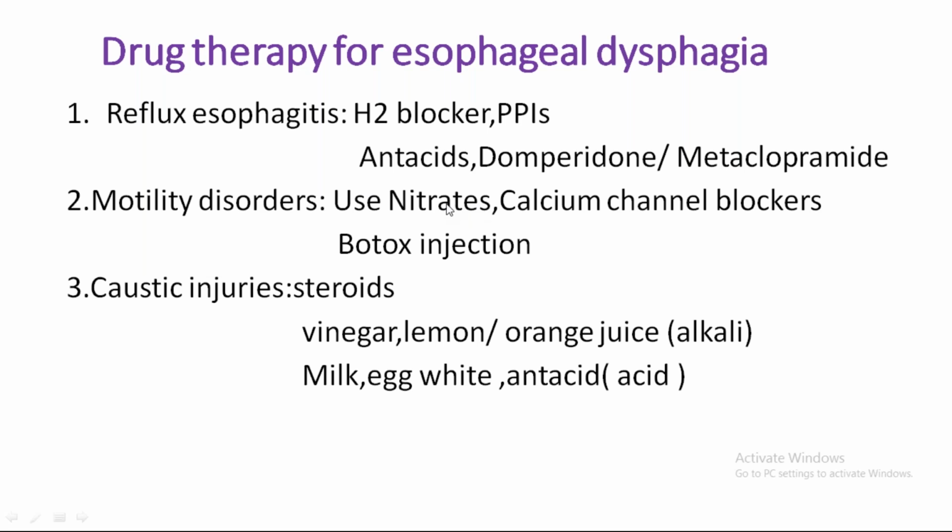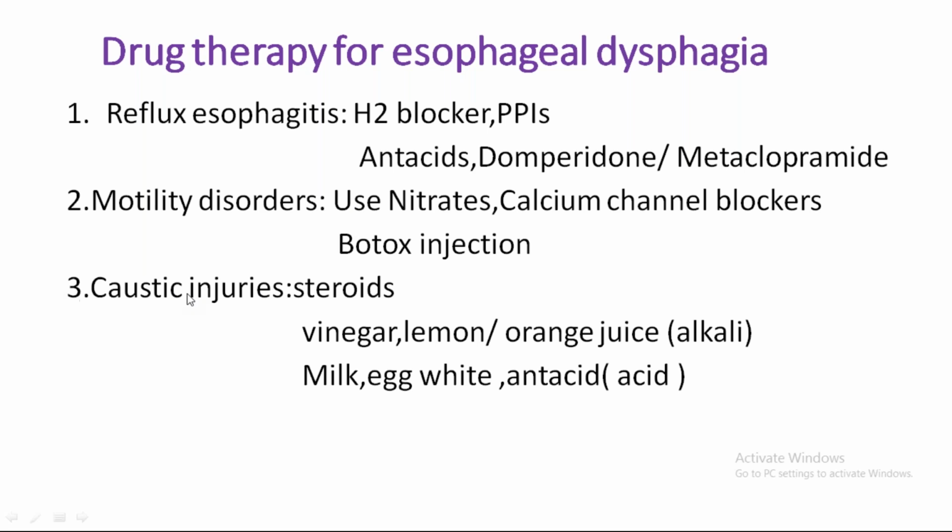Drug therapy for esophageal dysphagia. If there is reflux esophagitis, use H2 blockers or proton pump inhibitors. Antacids, domperidone, and metoclopramide may be helpful in reflux esophagitis. For motility disorders, use nitrates, calcium channel blockers, and Botox injection. Motility disorders like achalasia cardia can be treated with nitrates and calcium channel blockers.